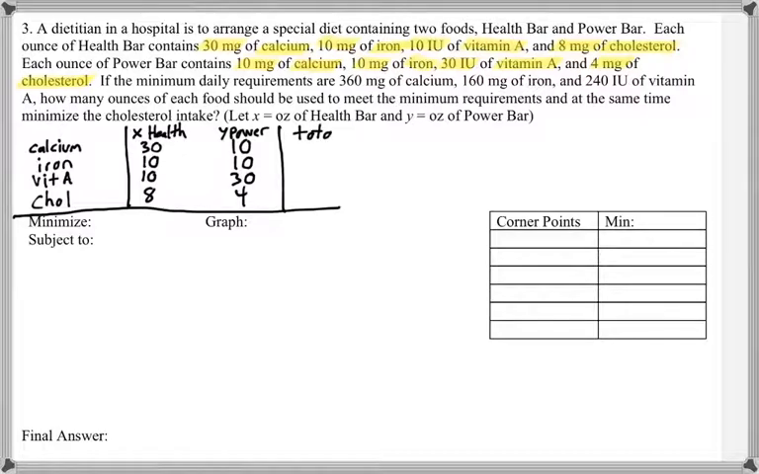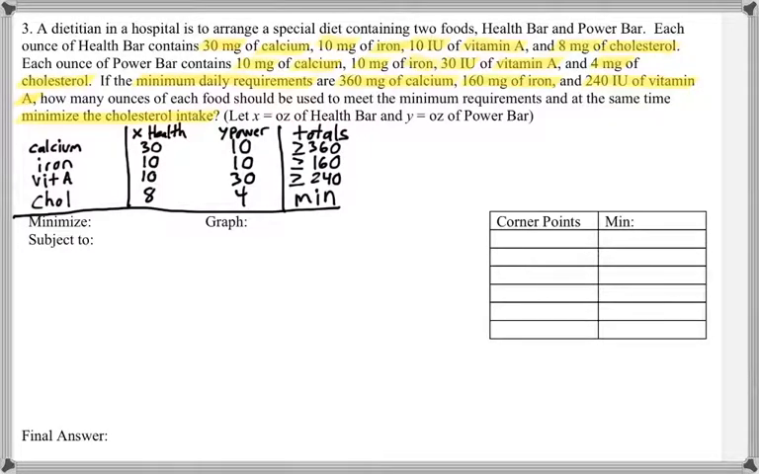And then my totals, it says the minimum daily requirement is 360 milligrams of calcium, 160 milligrams of iron, and 240 IU of vitamin A. So because it's the minimum, these have to be greater than or equal to those numbers. And then lastly, I'm trying to minimize the cholesterol intake. So this is what we're trying to minimize.